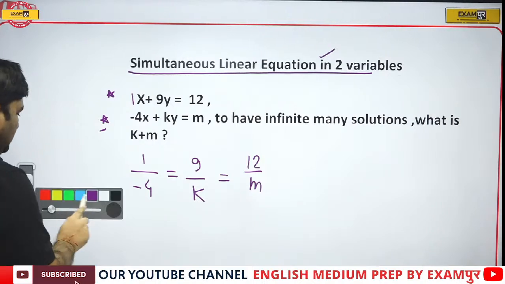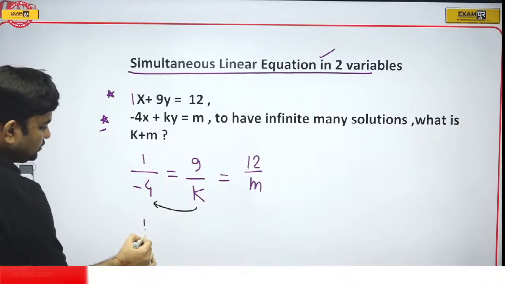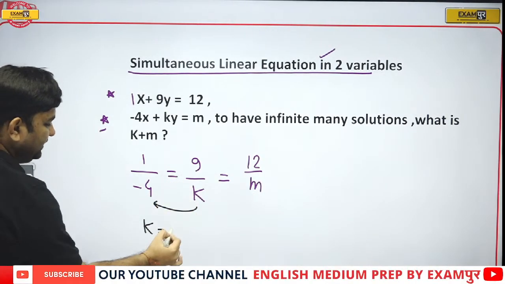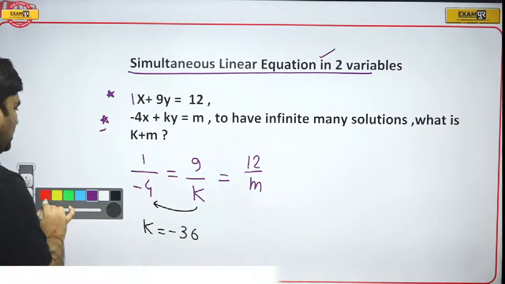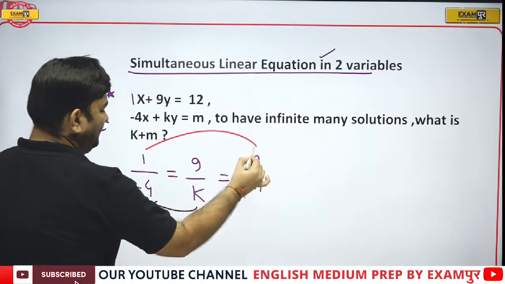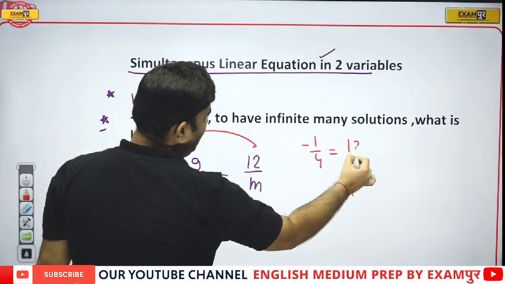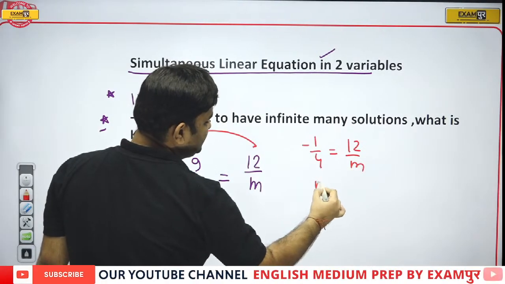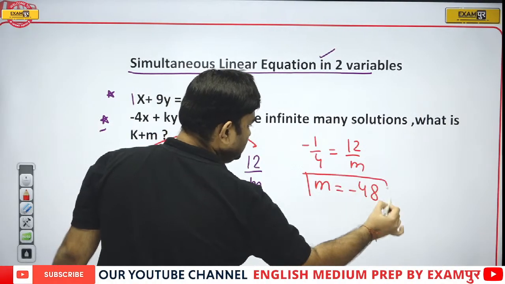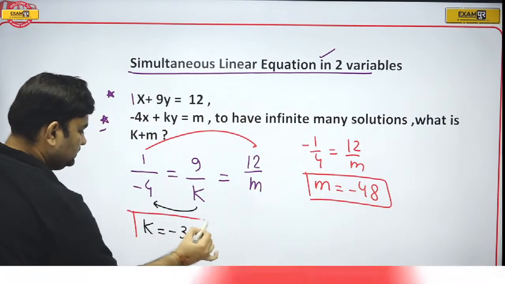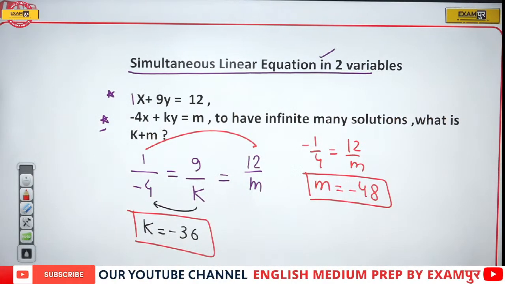Now, from these equations, I will find out the value of k. So, k is coming out to be minus 36. And from these two equations, I will find out the value of m. So, minus 1 by 4 is equal to 12 by m. You will say, sir, m is minus 48. k is minus 36, m is minus 48.